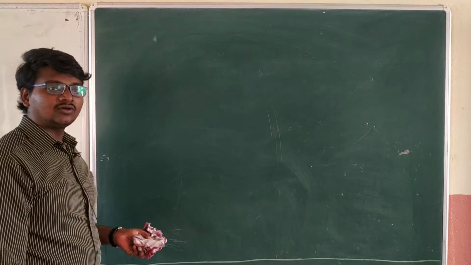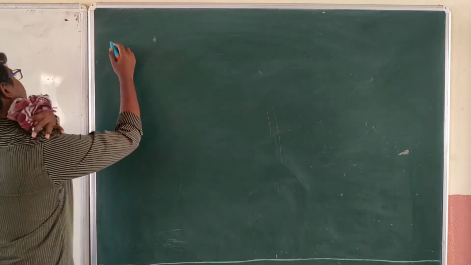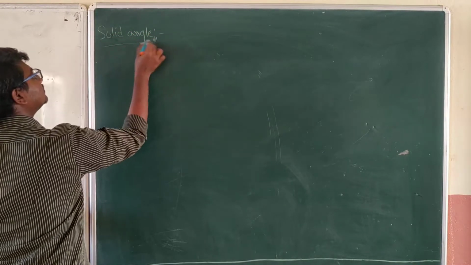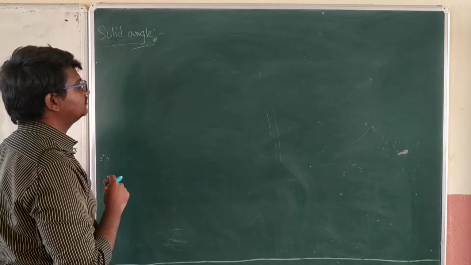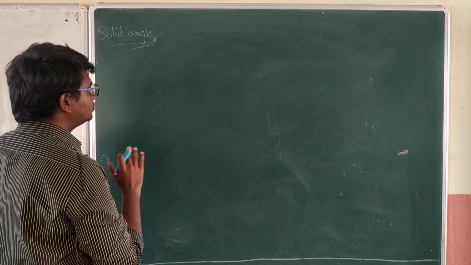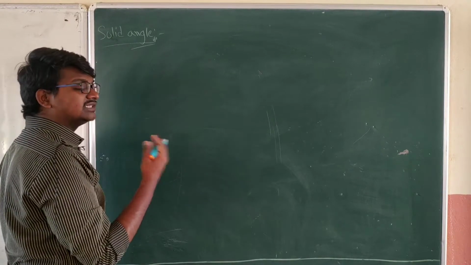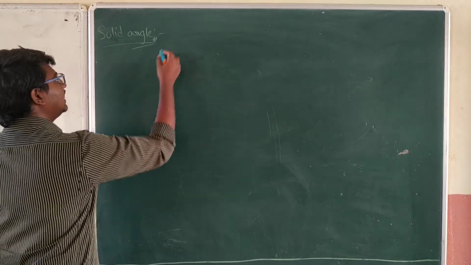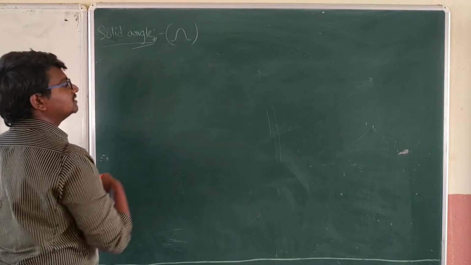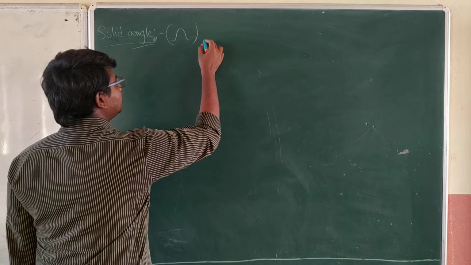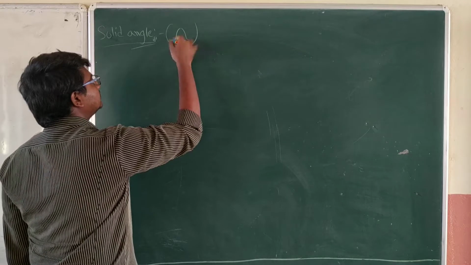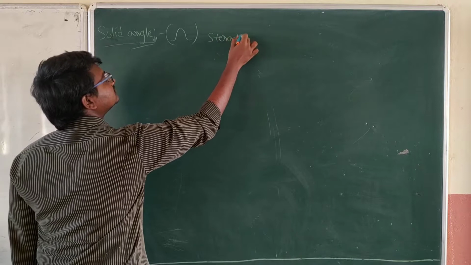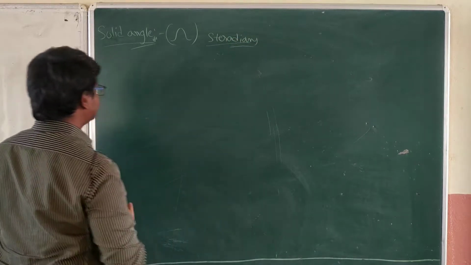Now let's start another topic, solid angle. This is a general mathematical concept, but it is very helpful for us to solve many Gauss law related problems. Solid angle we must know and we must understand well. Solid angle is represented by the symbol omega, and it is measured using steradians.